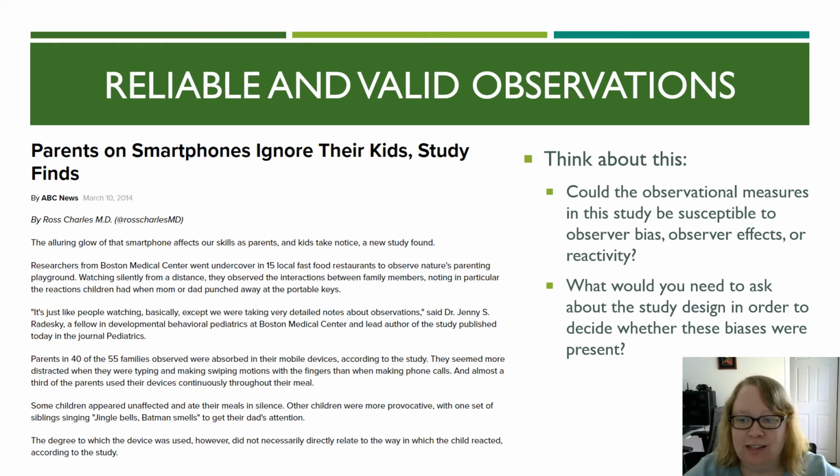So could these be susceptible to these three problems? The fact that they were watching silently from a distance, and that there's nothing in this excerpt that suggests people knew they were being watched, means you can rule out observer effects and reactivity. If they don't know they're being watched, they can't be reactive, right? Because reactivity involves knowing that you're being watched and then changing your behavior. So if you don't know you're being watched, you can't be reactive. And if you don't know you're being watched, you can't be affected by cues from the researcher, because that requires you to be paying attention to the researcher in order to pick up on cues from them.